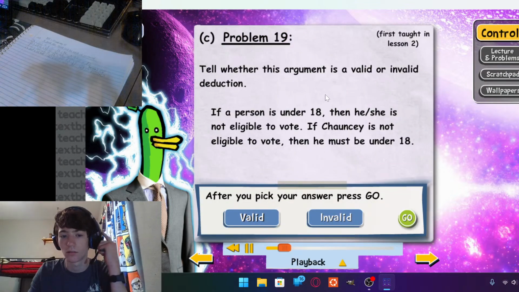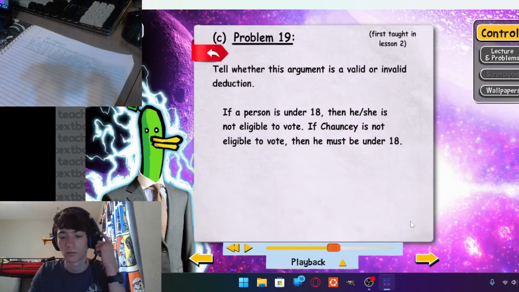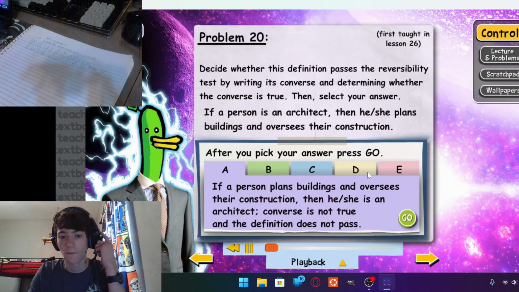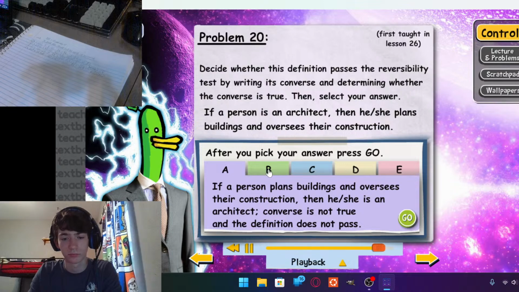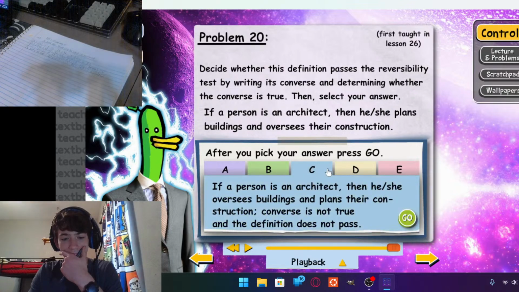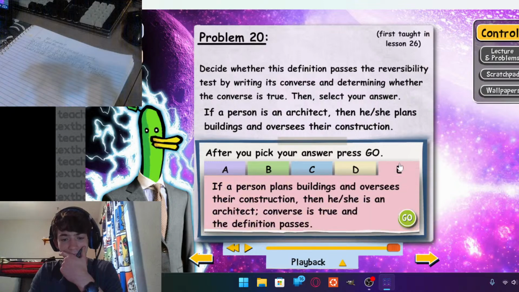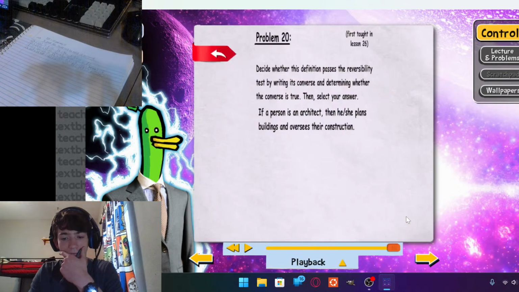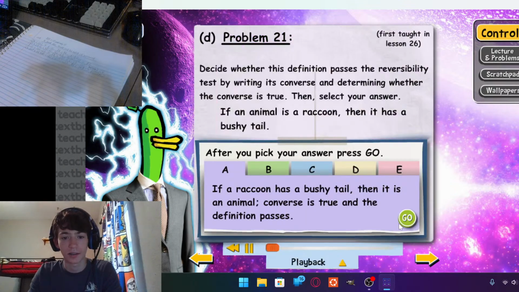You need to tell whether this argument is a valid or invalid deduction. If a person is under 18, then that's right. Yeah. You need to write the converse of this statement and decide whether it's true or false, and then select the correct answer. If a person is an architect, then he plans buildings and oversees their construction. Bingo.